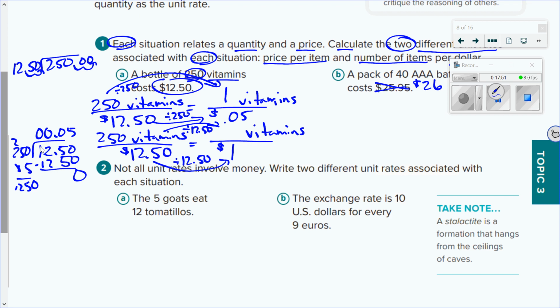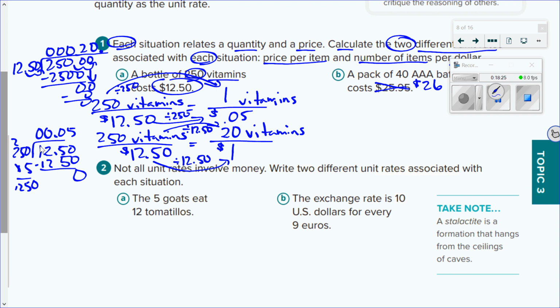I go through the same process. Will 1250 go into 2? Nope. 25? Nope. 250? Nope. 2,500? Yes, it goes twice. And it goes exactly, so I end up with a 0. I still have a 0 I need to account for, though, don't I? Yes. So I have to put that in there. 1250 goes 0 times into 0. Now is where I finally have my decimal. So what do I get? 20 vitamins for $1.